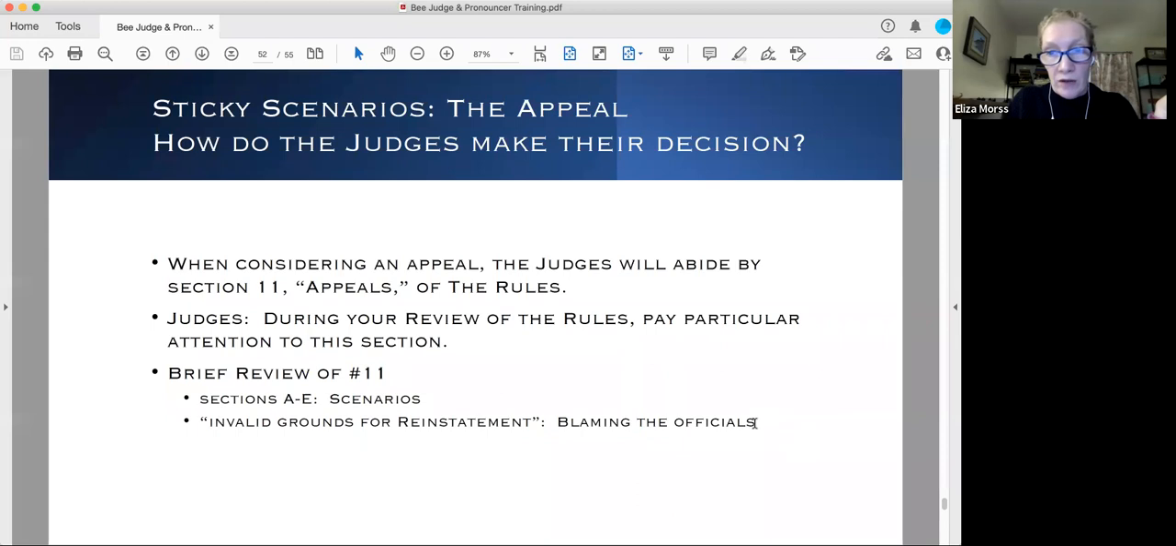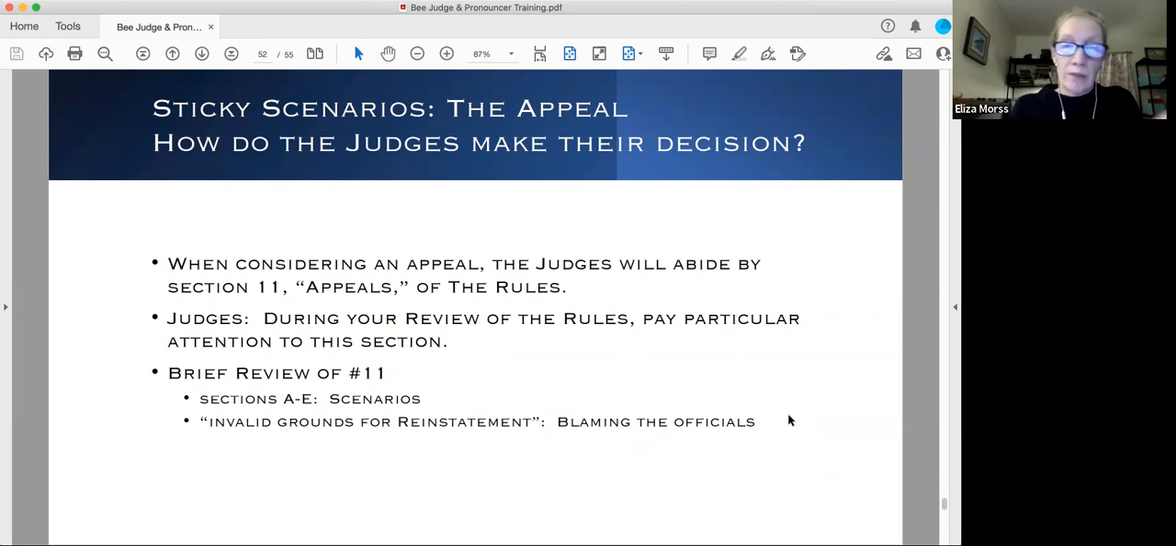So how do the judges make their decisions? As I said, when considering an appeal, the judges will abide by Section 11, Appeals, of the rules. And obviously, during the review of the rules when the judges are prepping, you're supposed to pay particular attention to this section. The nice thing about the appeals section is that it has various scenarios, A through E, where it goes through and gives us scenarios.